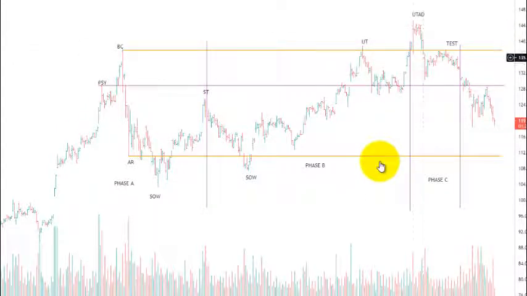You have these up thrusts and these tests. Again, this was a failed up thrust. Ultimately it doesn't go anywhere, and then prints this reversal, and then we get this test right here. This occurred in phase C. This is our entry right here.